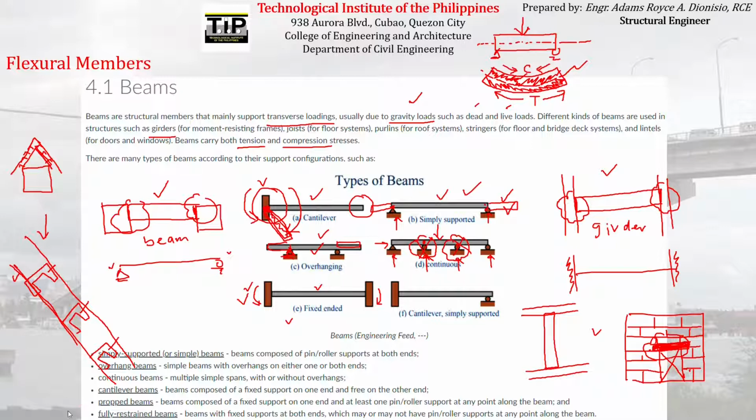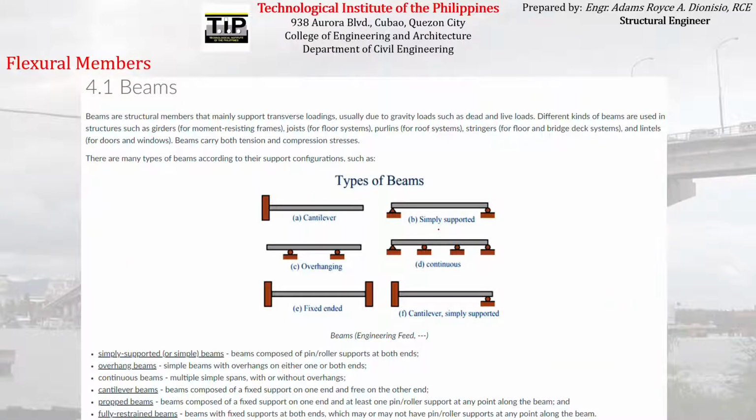Okay, ibig sabihin ng continuous, I'll just delete some of the inks here. Ayan. So when you say continuous, ibig sabihin, from this end, mapunta dun sa kabilang end, dire-diretso siya. Kaya nga siya continuous eh. Continuous, dire-diretso. Okay? Continuous siya over this supports that we have here.